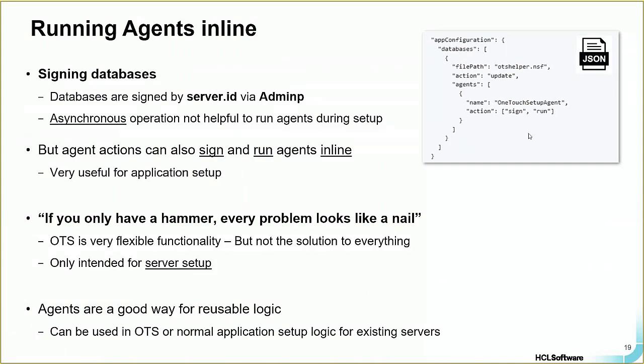So, for example, if you have already an application set up, or you plan to distribute an application, why would you rewrite all this configuration in JSON, right? There is a saying that I know for almost 25 years or longer: if you only have a hammer, every problem looks like a nail. So it would work and you could do it, but it's probably not the best way. I would recommend that you really think twice what you want to put into one-touch setup and what you want to put into agents.